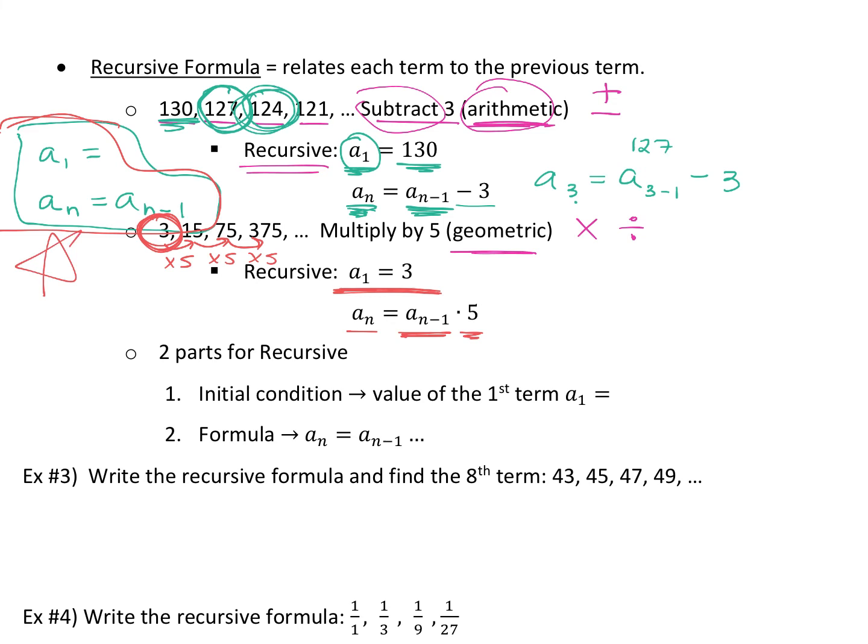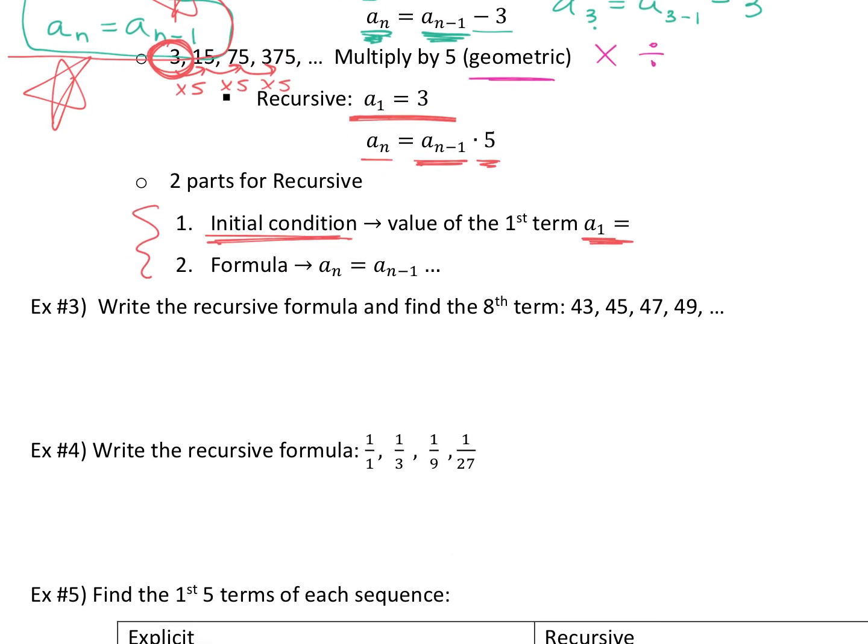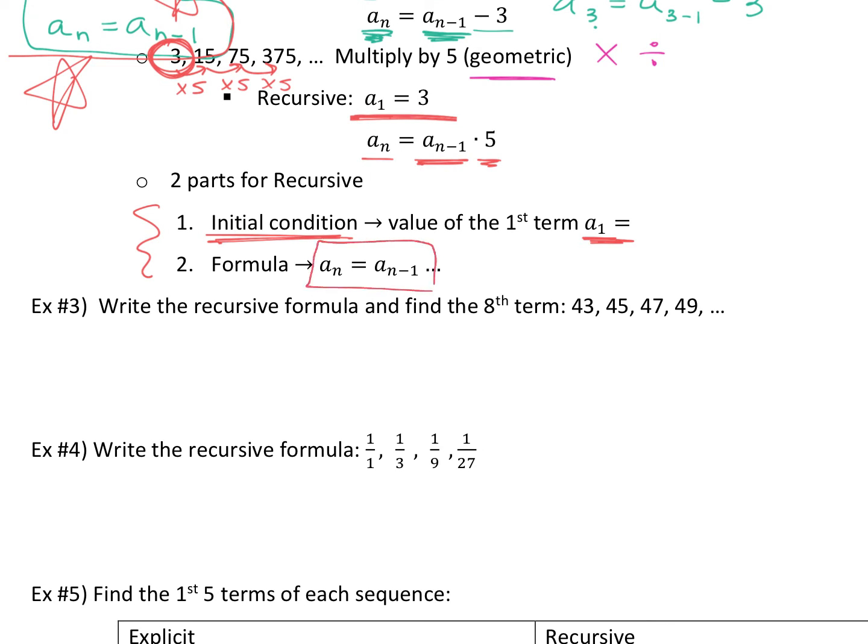But it always, always, always looks like this. This will never change. You take your a sub 1, and then your a sub n equals a sub n minus 1, and then you do something to it. You add, subtract, multiply, divide, okay? So that's what this is saying. You will always have your initial condition, a sub 1 equals, and then you will always have a formula starting with this.